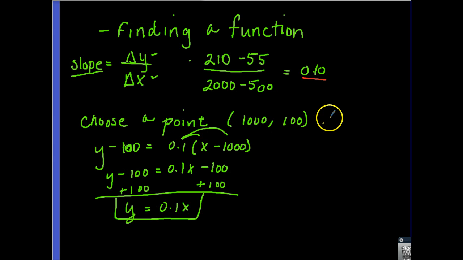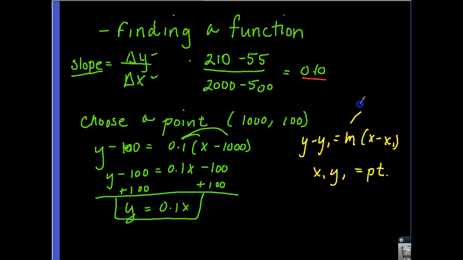And so remember our formula, y minus y1 is equal to m times x minus x1, where x1, y1 is our point, and our m is our slope. Okay, and then we'll do some algebra. So here's our y value, here's our x value, and we substitute that in. The first thing I did was my distribution. So 0.1x minus 100. Then I added the 100 to both sides, and this is my function right here. So this is what I'm going to graph. And there we go. So we found our function.